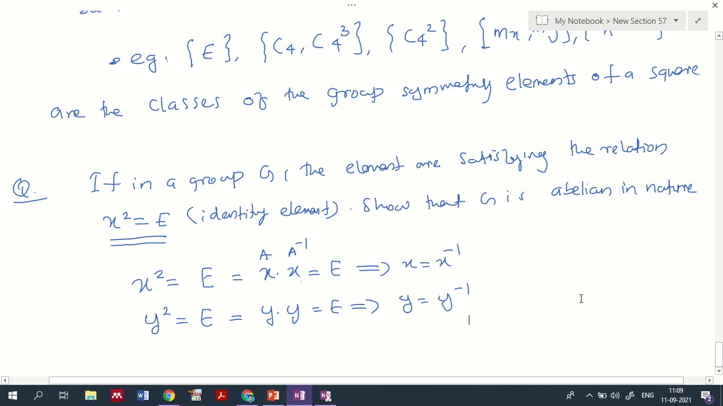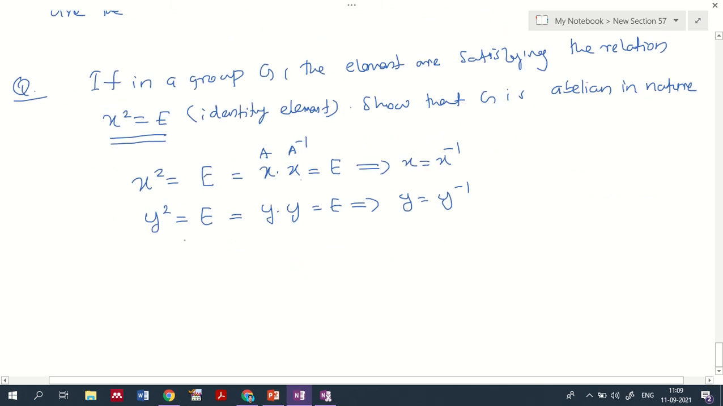When we say abelian, what we actually have to prove is that xy should be equal to yx. If that holds, we call it an abelian group, that is AB should be equal to BA. So we have to verify that. If I take xy, then its inverse, the whole inverse of xy, I split it.